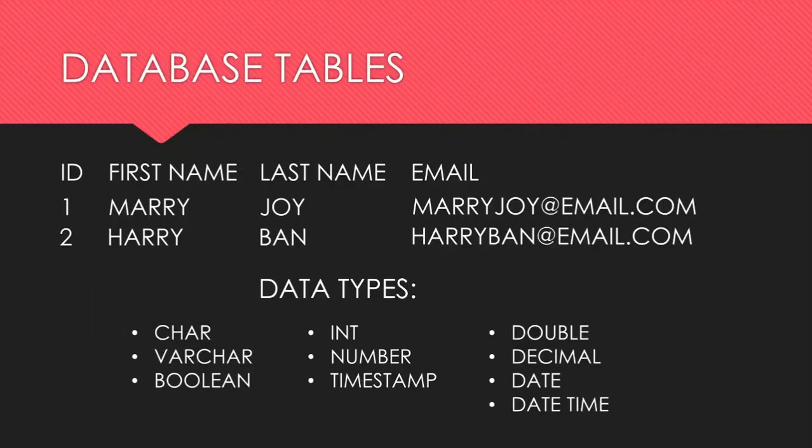Database tables. So a table stores information in a format that consists of columns and rows. It looks similar to an Excel spreadsheet. My little example here of Mary and Harry is what a table looks like in a database. On the top, I have the fields which are ID, first name, last name, and email, and then under those fields are the data that's stored in this table. You will understand that when we start writing queries.